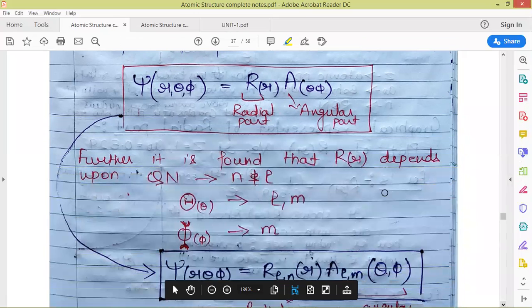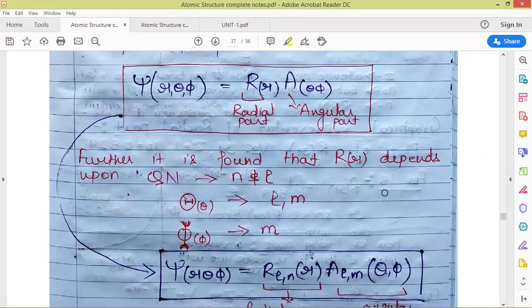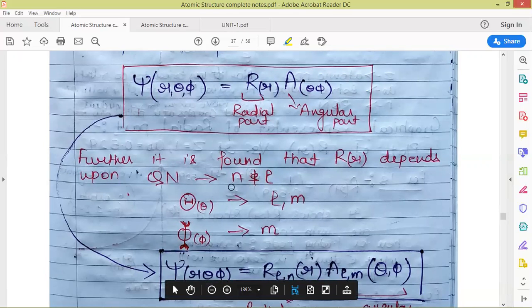Further, it is found that R depends upon two parts, the radial part and the angular part, which further depend upon the quantum numbers, as they are the constants. So the radial part depends upon two quantum numbers, that is n and l. n is the principal quantum number and l is the azimuthal quantum number, and theta depends upon the values of l and m, that is the azimuthal quantum number and the magnetic quantum number, and phi just depends upon the value of m.